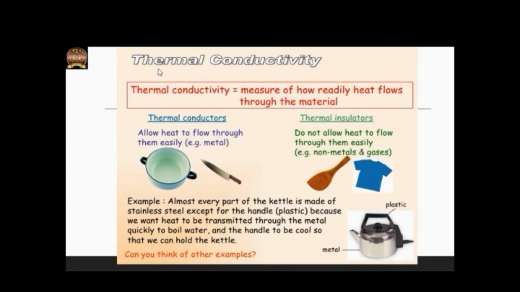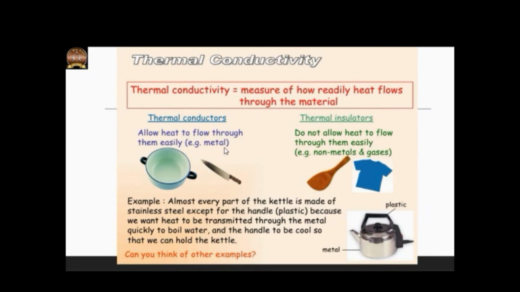The word thermal means heat and conductivity means the capacity to conduct or transfer or carry forward. Thermal conductivity is a measure of how readily heat flows through materials.